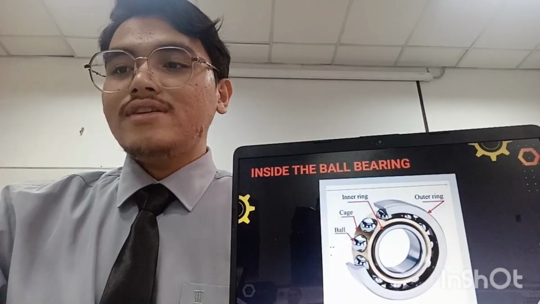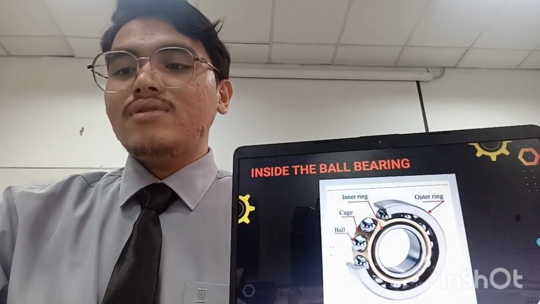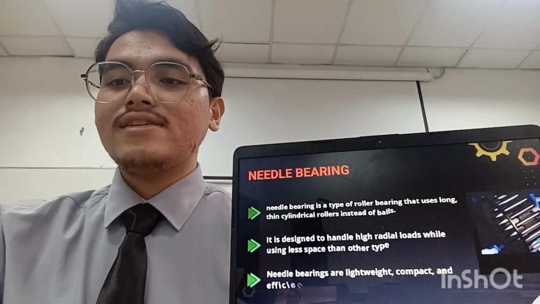Ball bearing included outer ring, inner ring, cage, and balls. Now we look at needle bearing.